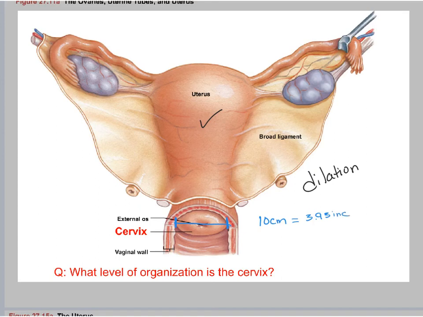10 centimeters is 3.93 inches. That's the width in which a female has to provide an exit for the fetus. 3.93 inches for a head and shoulders to pass through.